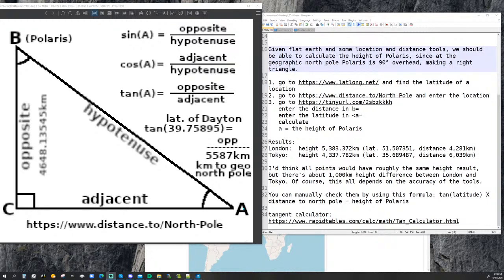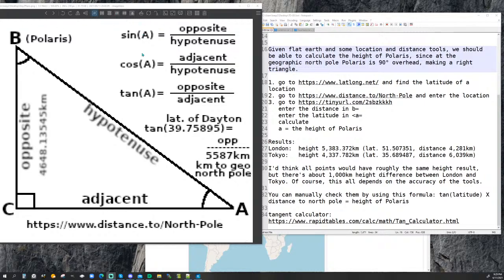Okay, because latitude is really just the angle to Polaris. That's what this curvy line is, the angle. So we have an angle from horizontal to wherever we see Polaris from where we are, that's our latitude. Okay, and Polaris is 90 degrees overhead at the North Pole. So if we know the distance from the North Pole to our location, we can calculate the height of Polaris.